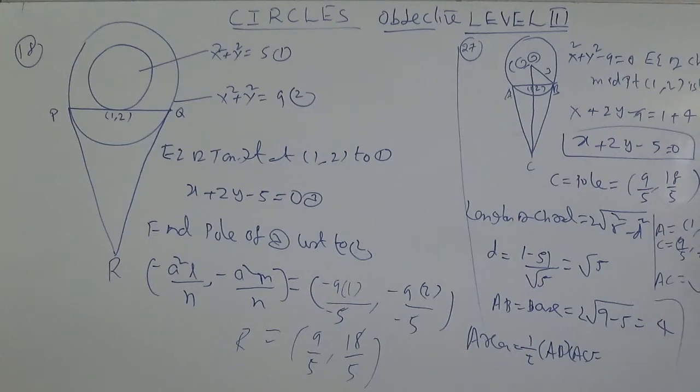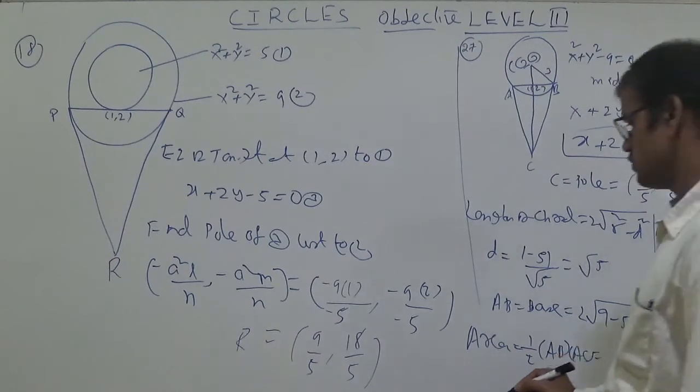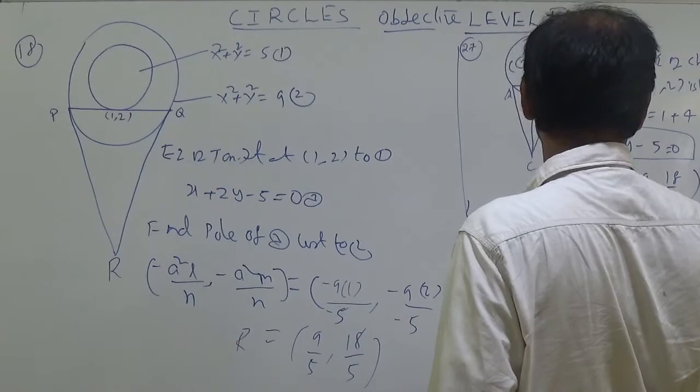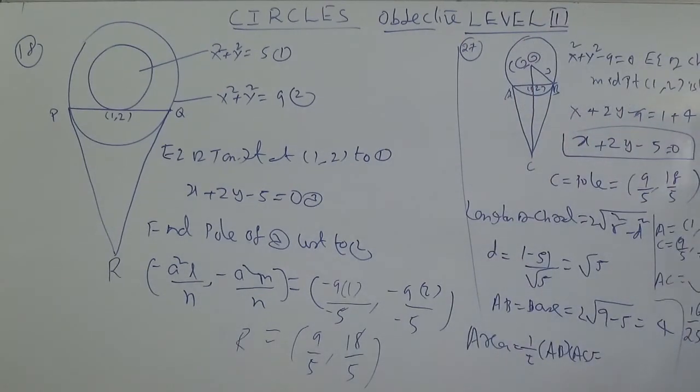We can write this as AC is equal to 9 minus 5, 4, so 16 by 25 plus 8 minus 10, so 4 by 25. 16 plus 4, 20, so 20 by 25 under the root. If we divide by 5, we can write 4 by 5 under the root. So 2 by root 5 you can write.